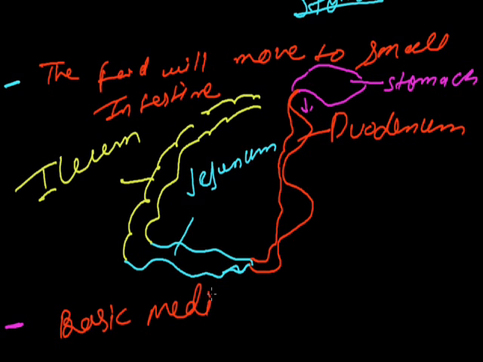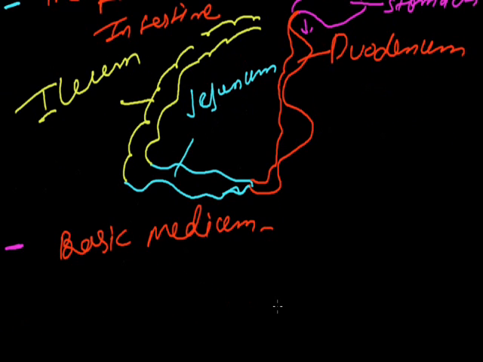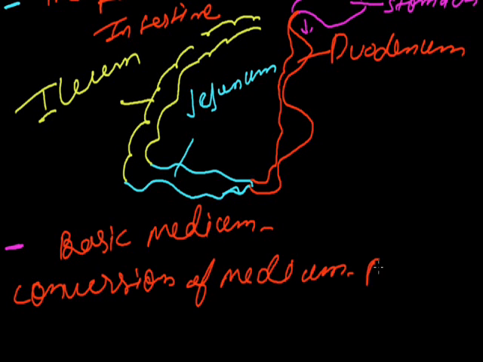So the first action that takes place inside the small intestine is the conversion of the medium from acidic to basic.